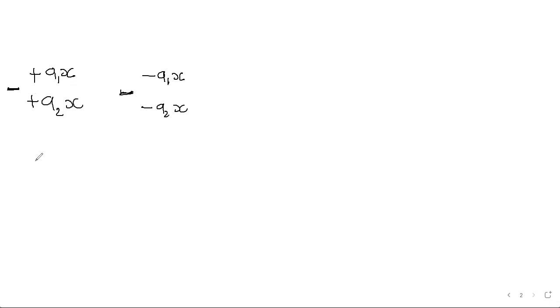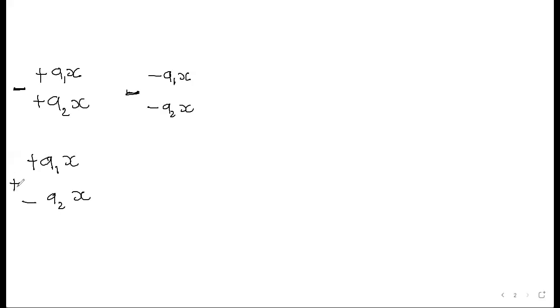But if the signs are different, let's say you have plus a1x and you have minus a2x in the equation, then you have to use plus to eliminate. That's the only way you can cancel the unknowns. Sorry, the coefficients have to be the same now. I will assume that you've made them the same already, so that you can cancel.